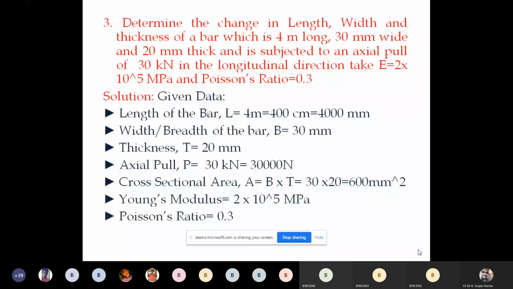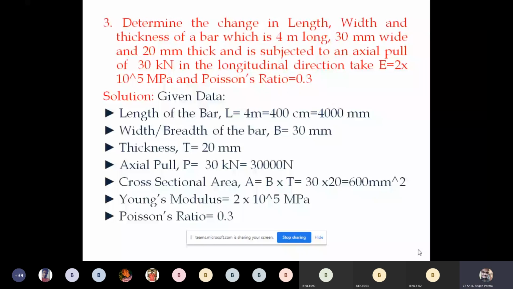Now here in the question, they gave us the modulus of elasticity, capital E, which is equal to 2 into 10 to the power 5 megapascals, and Poisson's ratio is 0.3. Coming back to the solution, the first thing you need to do is identify and write down the given data. What is the need of writing all this given data? When you write the given data, it will be much easier for you to solve the problem without searching the question.